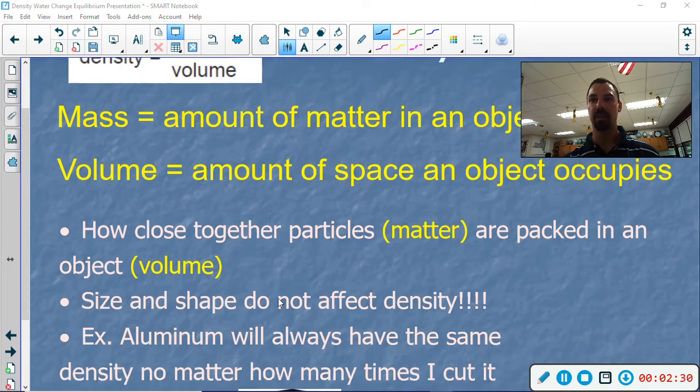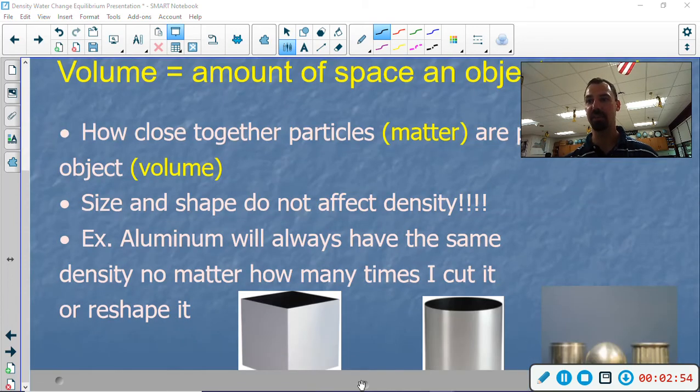Now, size and shape do not affect density. So when you have a material like aluminum, aluminum will have a unique density. It's actually 2.7 grams per centimeter cubed. So no matter how many times I cut it, shape it, make it large, make it small, no matter what, even if it's a cube, a cylinder, a sphere, it's going to have the same density. Because the ratio of mass to volume is going to be the same always.